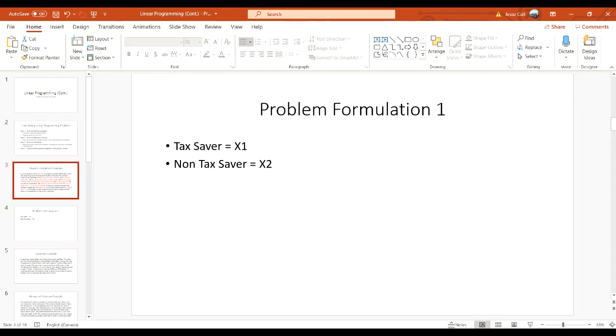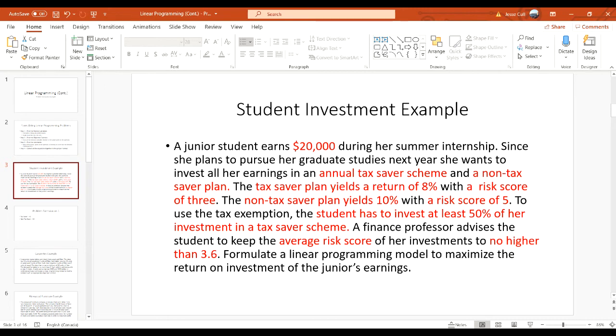Looking at this problem, it doesn't directly say what she plans to pursue her graduate studies. It doesn't exactly say what she's trying to do, but from the question, and sometimes this is the case, we know she wants to maximize her return, right? We see that here. Because it's money, it's an investment, nobody likes to lose money when they invest. So we're going to assume, and we're correct in assuming, that we're going to maximize her investment.